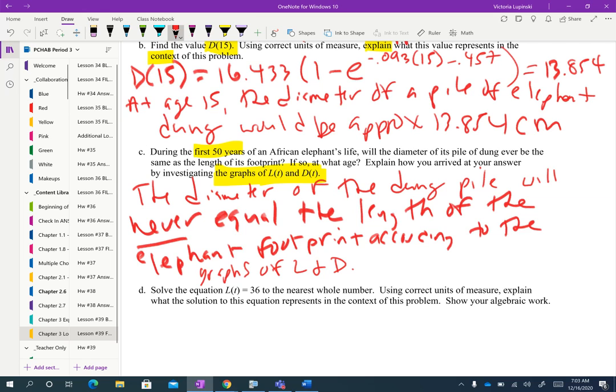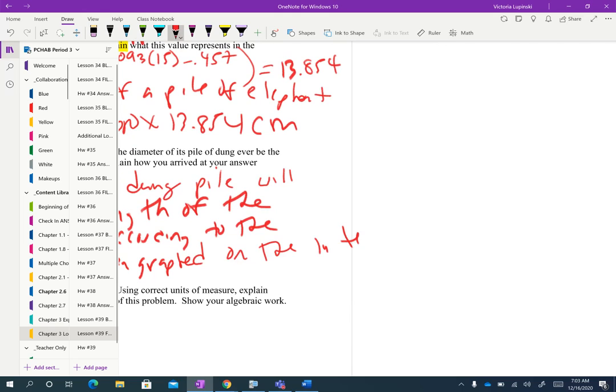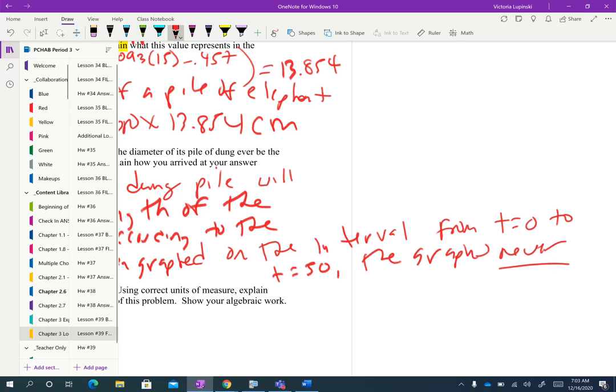Then further, what is it exactly that led you to that conclusion? So something like, when graphed on the interval from t equals 0 to t equals 50, the graphs never intersect.